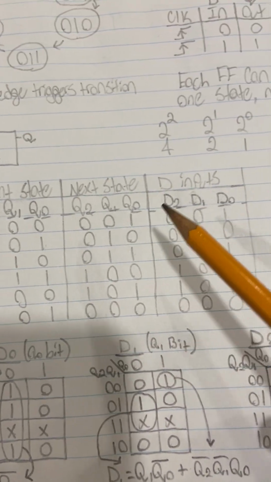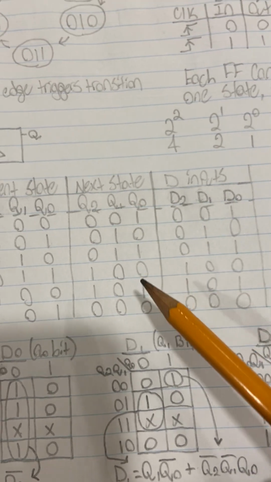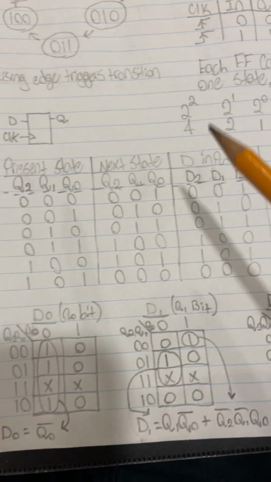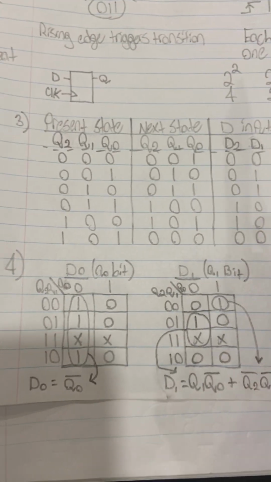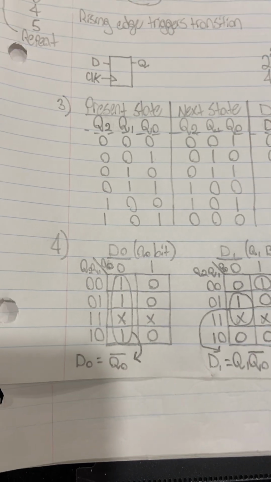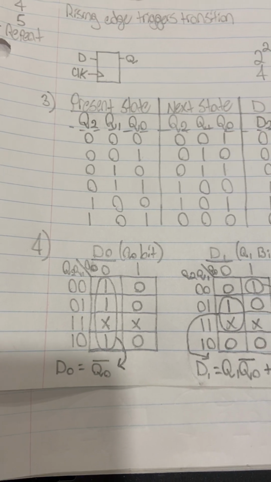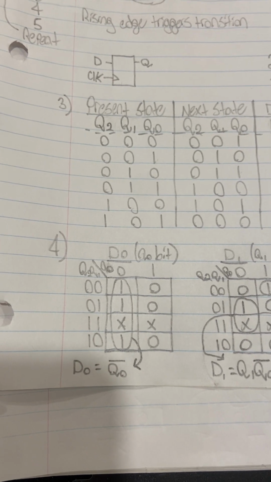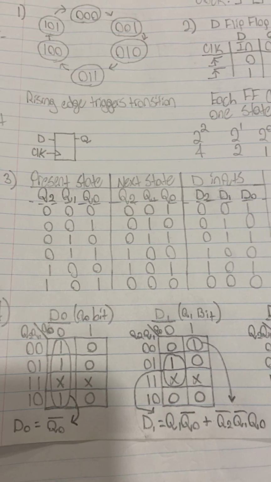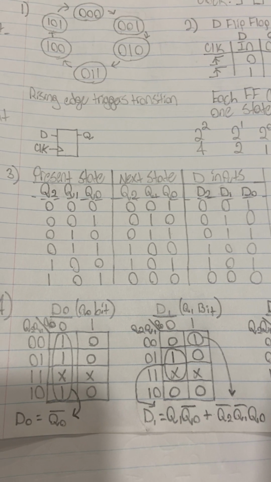And then the D input section is going to be the same as the next state section. So we just copy this over here. And then what we can do is we can move on to creating step 4. We create K maps, and we can basically derive the Boolean expression for each D input based off of the table we have created up here. This is a little tricky to wrap your head around at first, but once you get it, it's pretty straightforward.